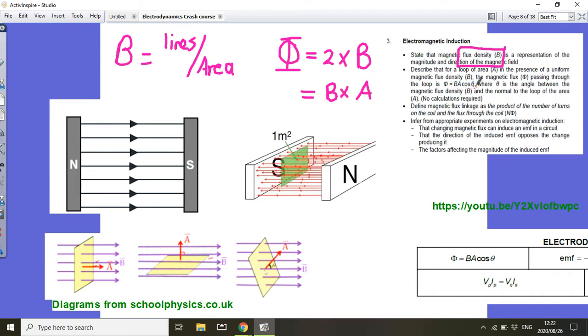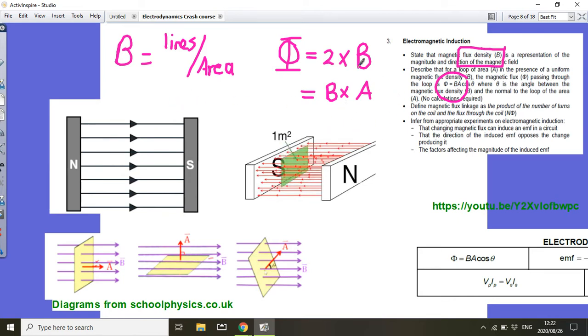We'll get to the cos theta now. If we just look at that part there, flux is the total number of lines. So it's the area that we just said, 2 if we have 2, 1 if we have 1, times the magnetic flux density, how many of them are going through one block.